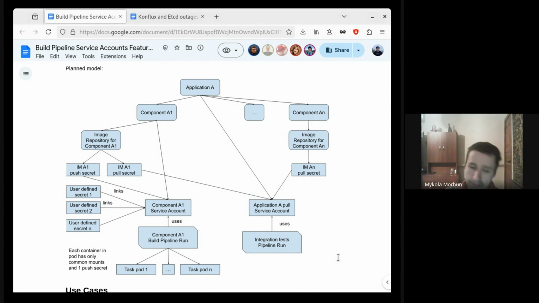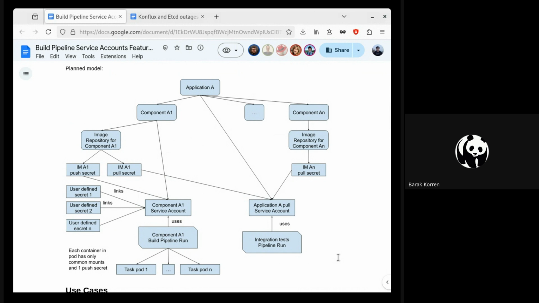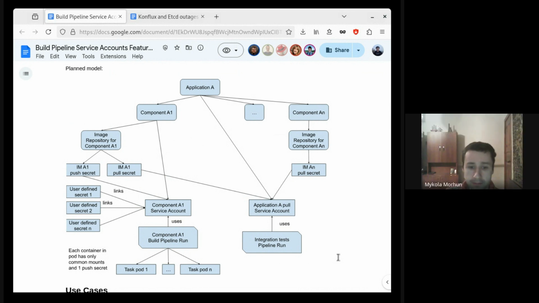Okay, so that's an idea we need to consider. Thank you. So basically, you suggest to dynamically put that service account into the pipeline run based on component label, for example. Yes. Okay, thanks. That makes sense. We need to look into it.